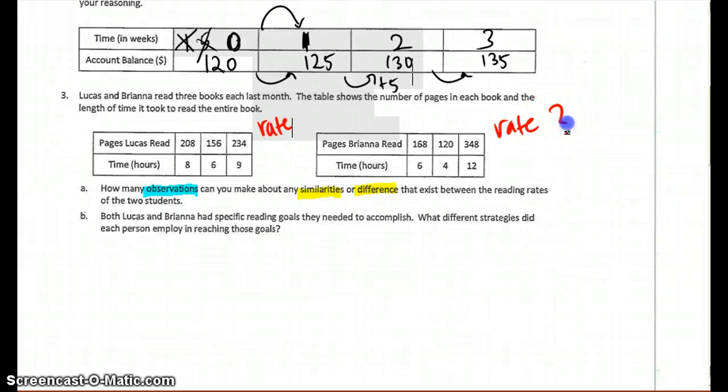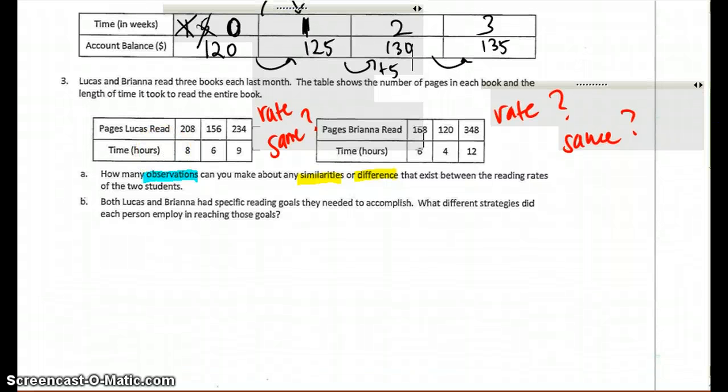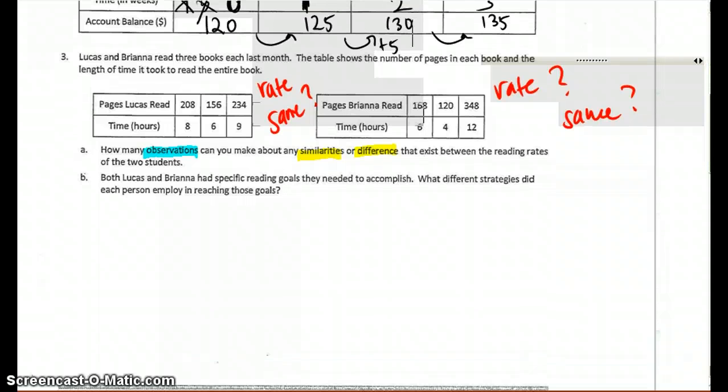See if the rates are the same. See if they're proportional, because if they're constant, for each of the hours that passes and the pages read, then you'll be able to make some better observations and describe that better.